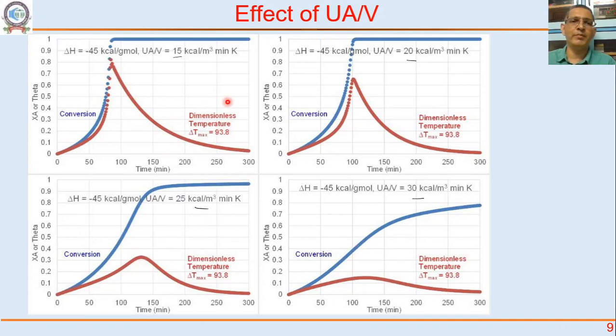So increase UA by V, increase surface area per unit volume, break the reactor into smaller sized reactors. So surface area per unit volume will be more. Instead of taking one 20 meter cube reactor, we might take two 10 meter cube reactors. Surface area per unit volume would be more. Instead of having a jacket, put coils inside the reactor. Increase surface area for heat removal. Right?